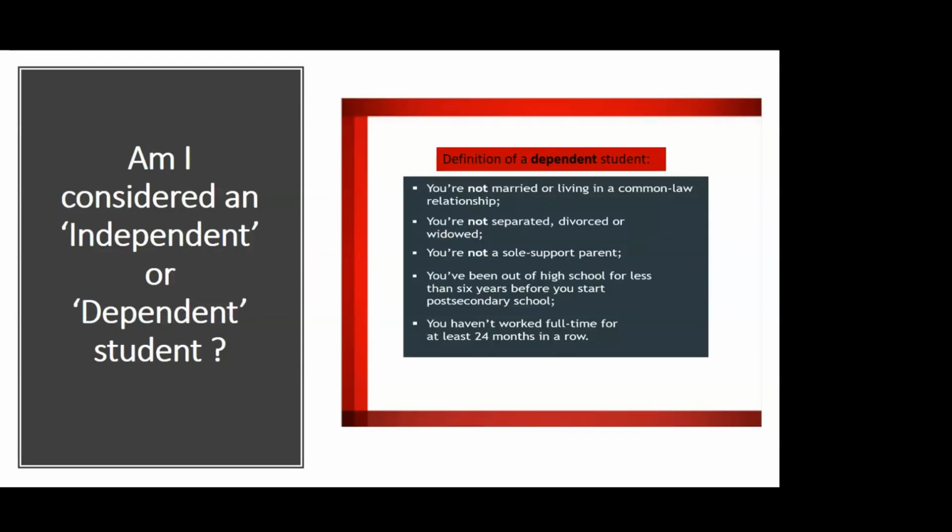Am I considered an independent or dependent student? The definition of a dependent student is if you're not married or living in a common law relationship, you're not separated, divorced, or widowed, you're not a sole support parent, you've been out of high school for less than 6 years before you start post-secondary school, and you haven't worked full-time in at least 24 months in a row. So I think most of us would be a dependent student.